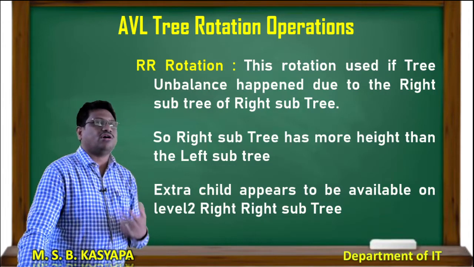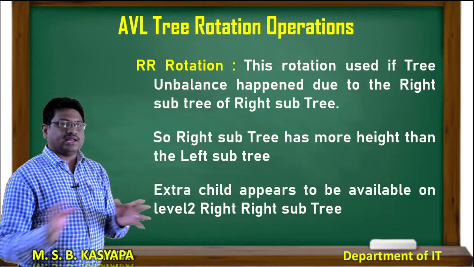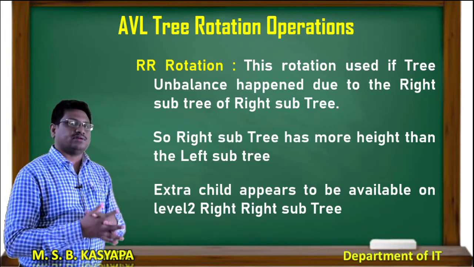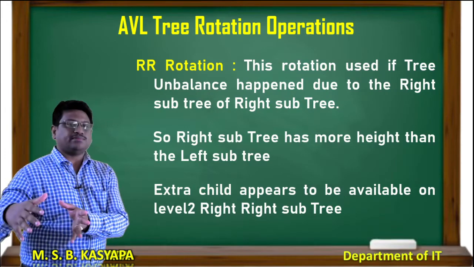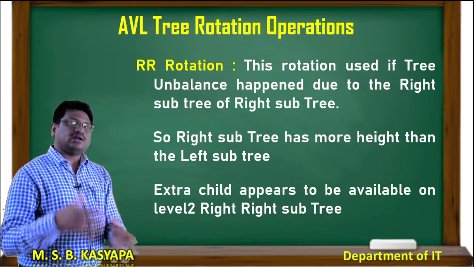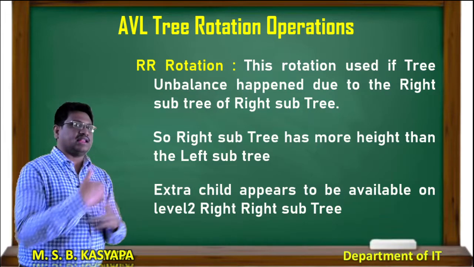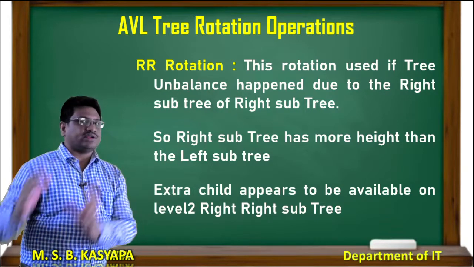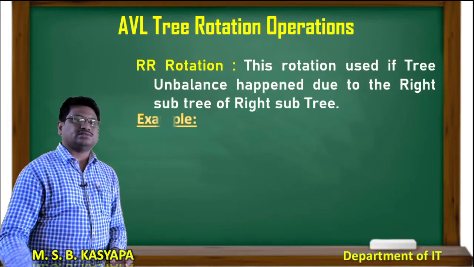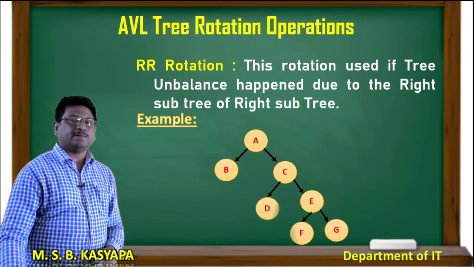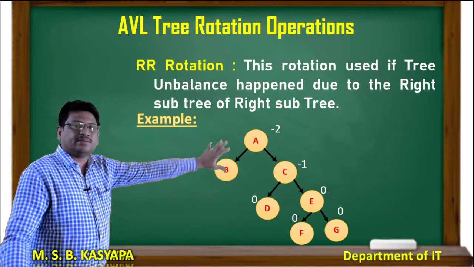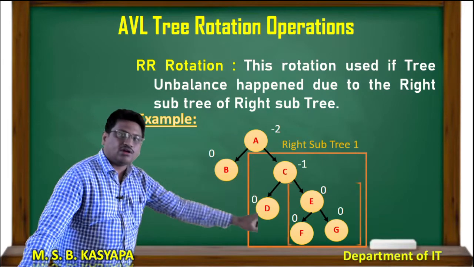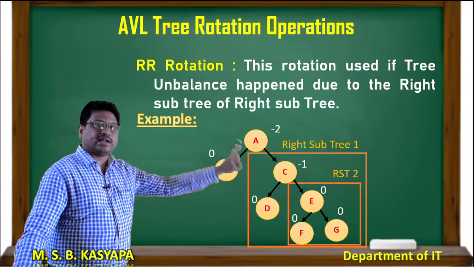Now, let us move to the RR rotations. So, LL, LR, both happen in the left subtree. Now, I am moving to the right subtree, RR rotations. So, RR, right of right, the same as LL. In the LL, left, left. RR is the right subtree of the right subtree. So, if you take this example, if I calculate the balance factors, here -2 happens. Why? Because of the right subtree of the right subtree.